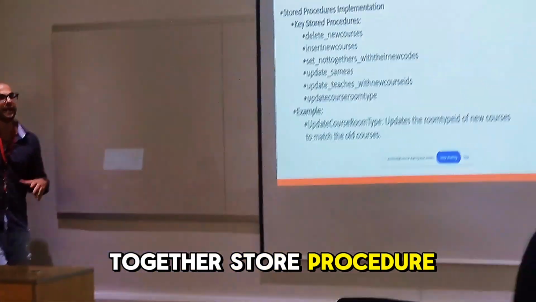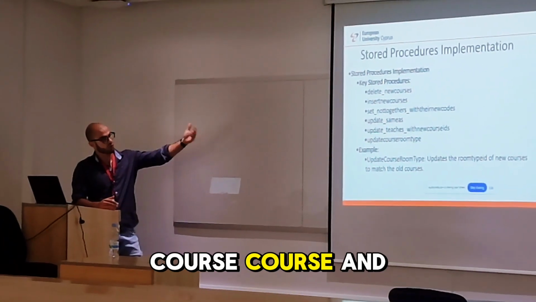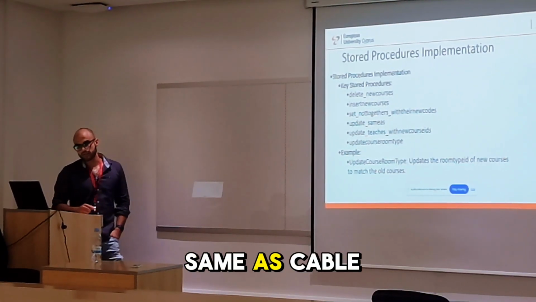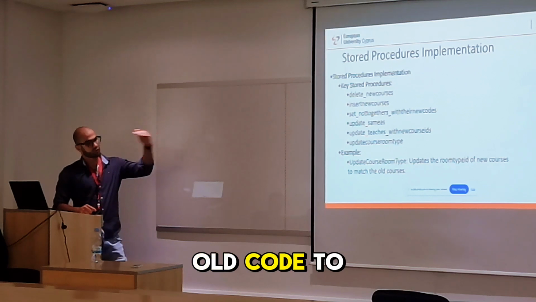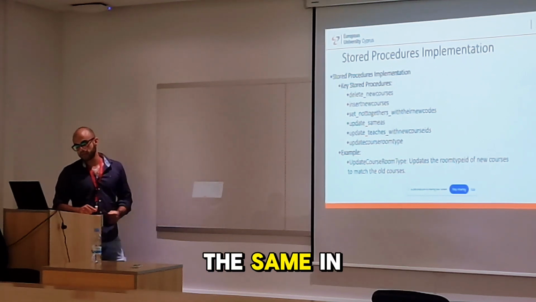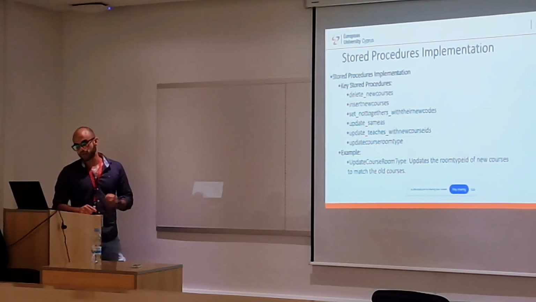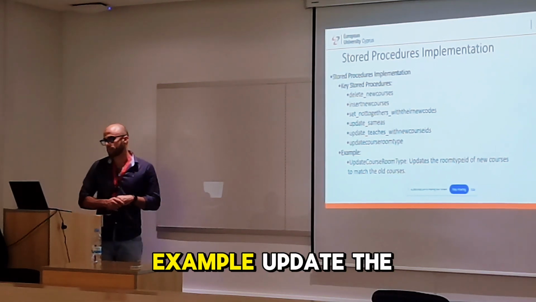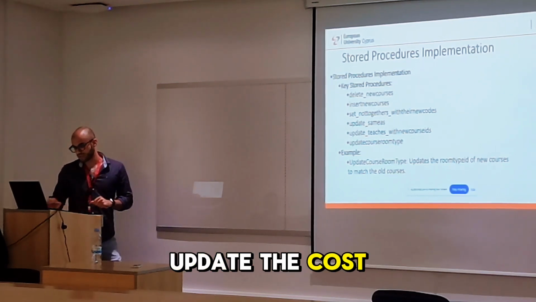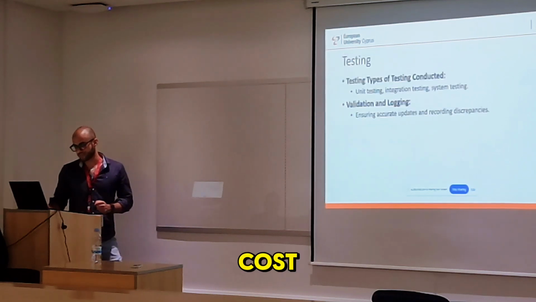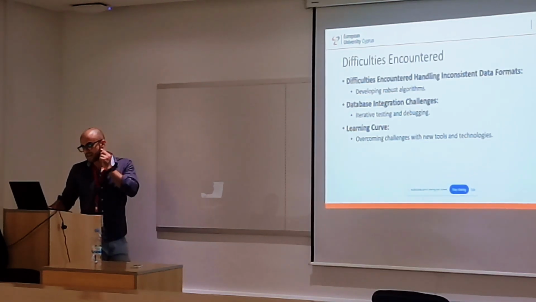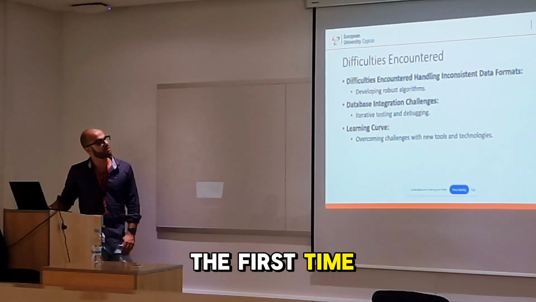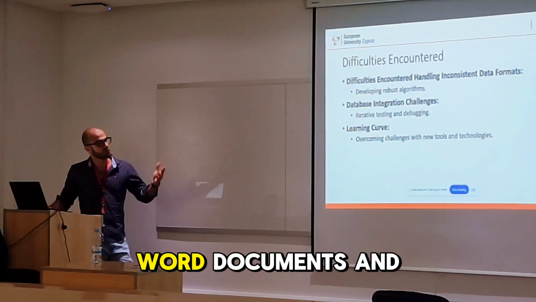A stored procedure with the new code of the old course code and the same not together. I update the same table, every code with the new code. Also, I do the same in the features with the new course ID and update the course room type. Here is an example: update the room type of new courses to match the old courses.